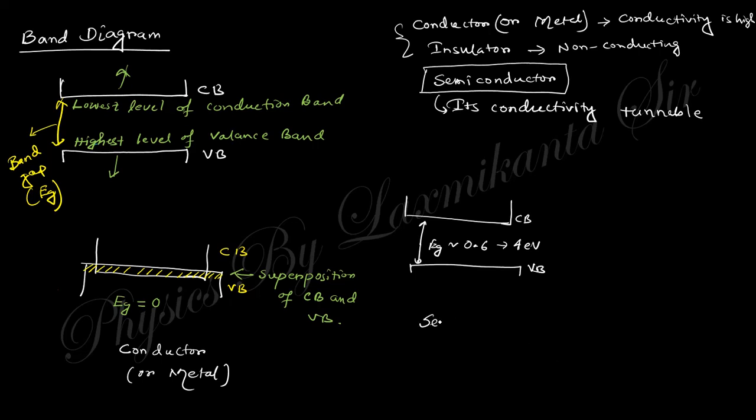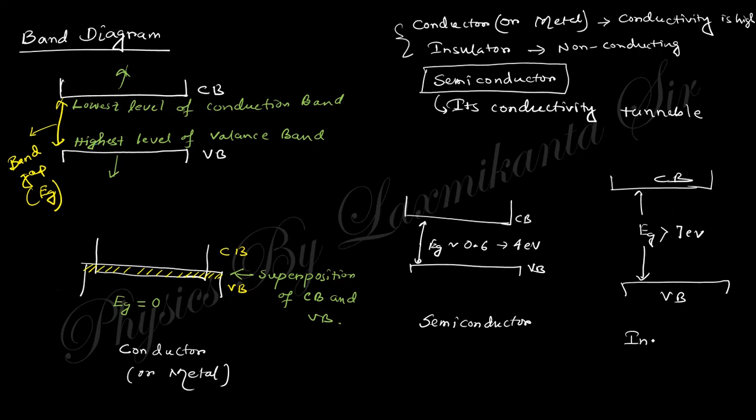This is the semiconductor, and this band gap can be tunable depending on the material or the alloy or the doping. Okay, so this is the band diagram of a semiconductor, and the band diagram of an insulator will be like that. This band gap is much larger, above 7 eV. Okay, so this is the conduction band and this is the valence band.